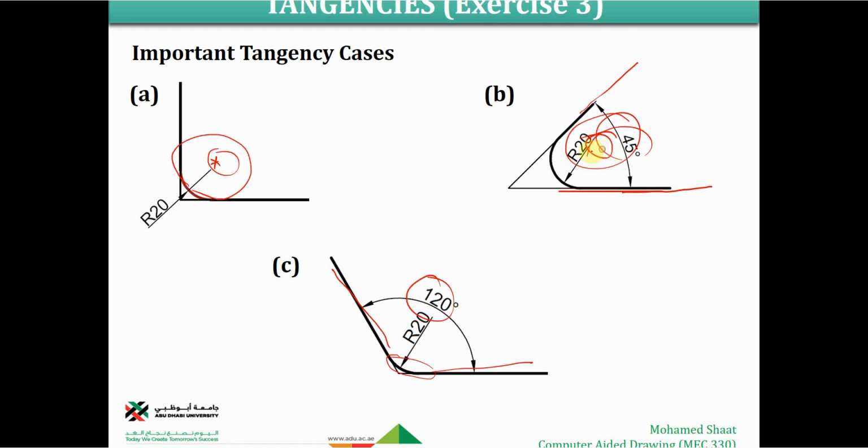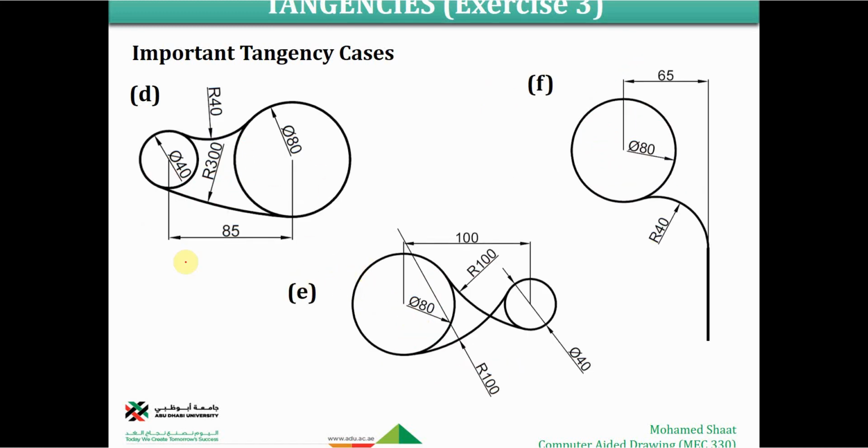I'm just going to fix here and try if it's going to be tangent or not. Then I'm just going to shift a little bit to the right. So you're going to spend the whole day to locate the center point. So the question is how we can locate the center point of a curve that is tangent to two lines. In this case, this is what we are going to discuss.